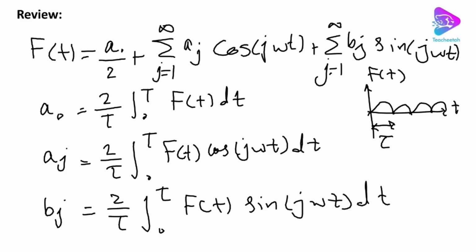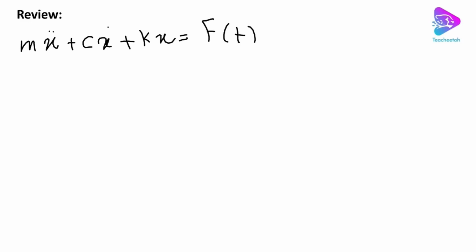Again, we represent our periodic force in the form of a Fourier series, and then we can simply substitute this Fourier series into our equation of motion. Imagine we have m x double dot plus c x dot plus k x equals F(t), and F(t) is now a combination of multiple harmonic terms. So we can use superposition, which means that we find the response for each component and then sum them up.